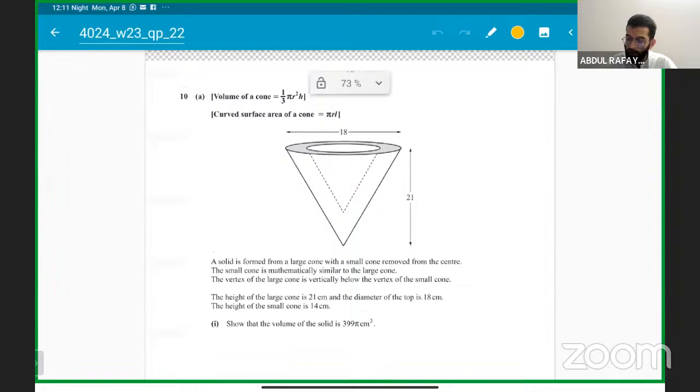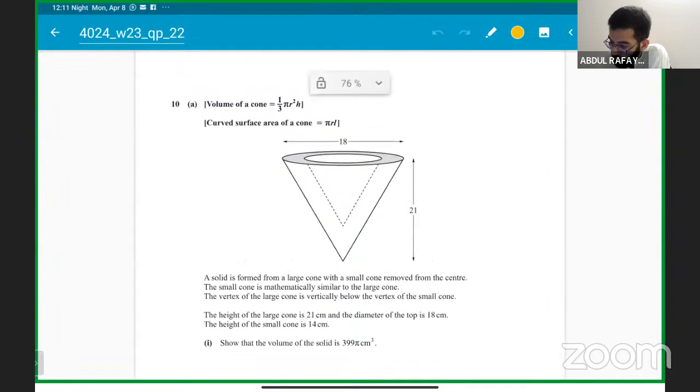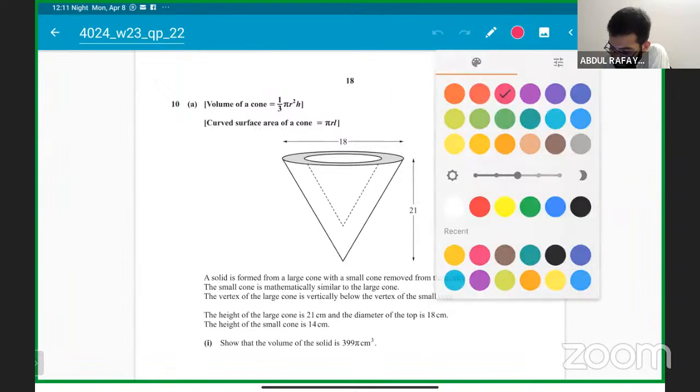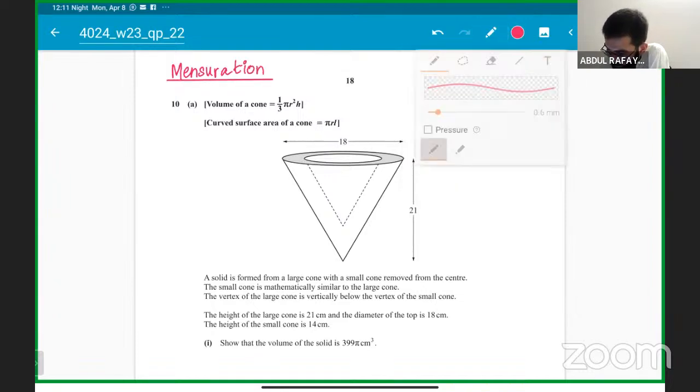Let's move forward, which is question number 10, the second last question of this October-November 2020. A very good question, a very important question. So we'll write it down. It's on mensuration and it's on the cone as well. So we talk about mensuration for question number 10 of October-November 2023, paper 2, variant 2. So here we go.